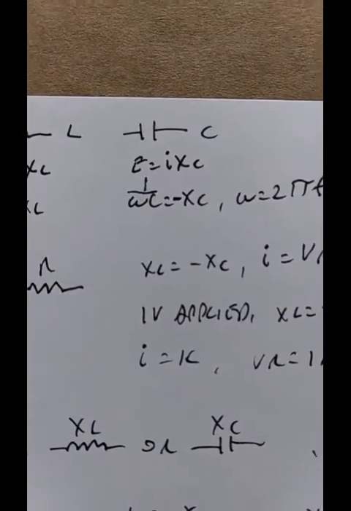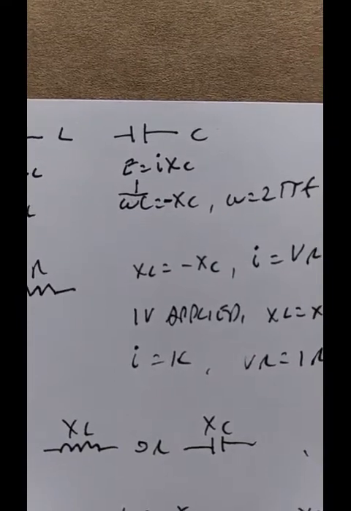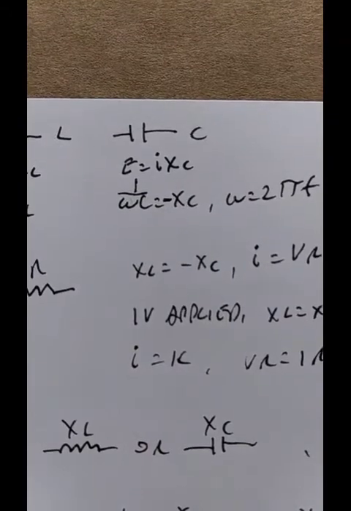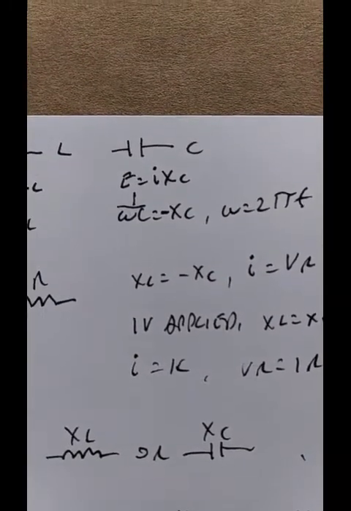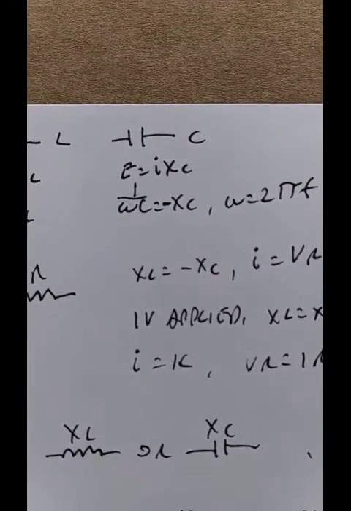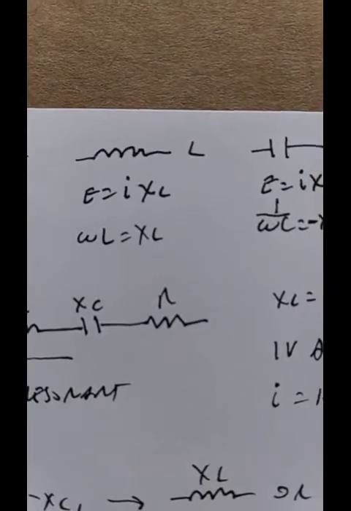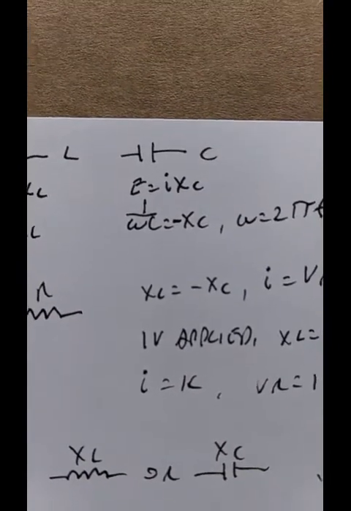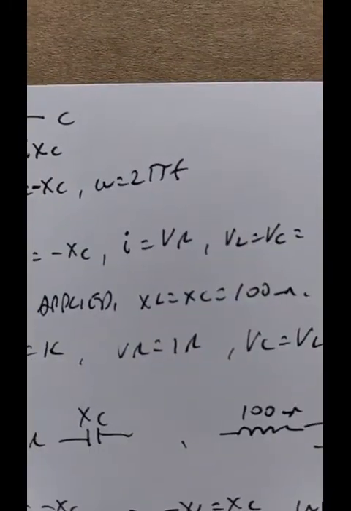Capacitor stores energy in an electrostatic field between the plates. E is a function of current times capacitive reactance, minus X sub C. Capacitive reactance is reckoned in series as negative, or inductive as positive. Very critical point. That opposite behavior is why tuned circuits work. That's 1 over omega C. Omega is 2 pi F, 2 pi times the frequency.